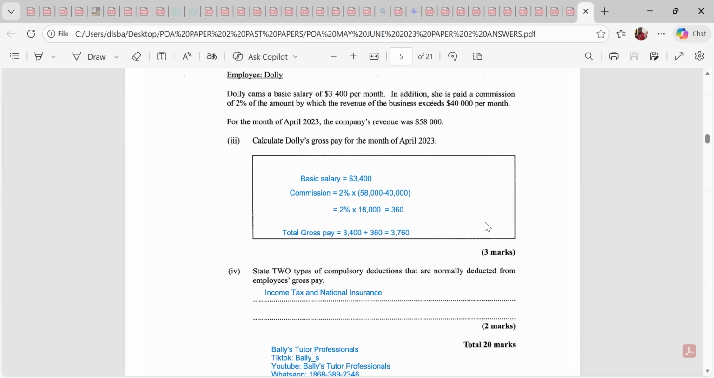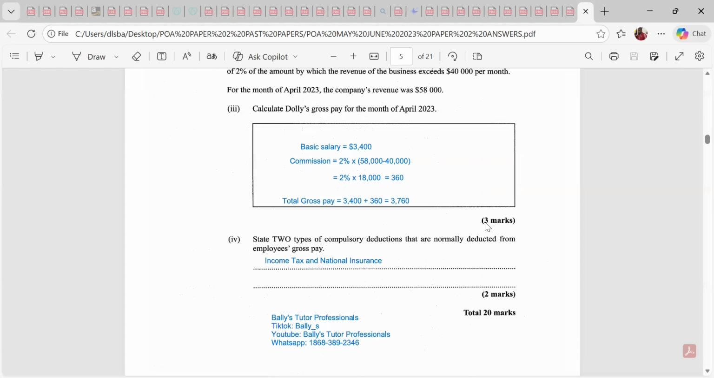Then it said state 2 types of compulsory deductions that are normally deducted from employees' gross pay: national insurance and tax. Anytime they ask you that, you're going straight to that. National insurance, tax.